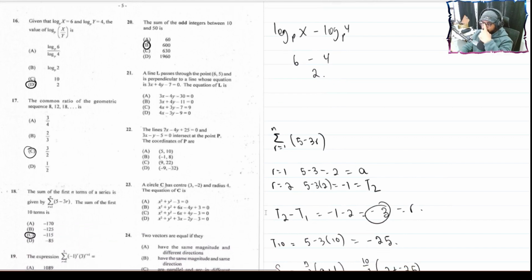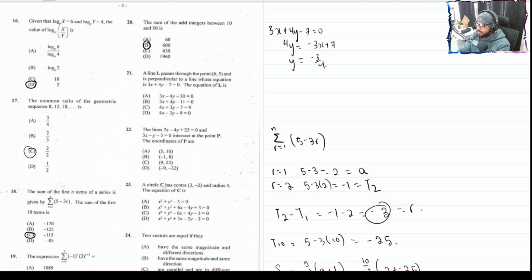Number 21. A line L passes through the point (6, 5) and is perpendicular to a line whose equation is 3x plus 4y take away 7 is equal to 0. The equation of L is, now given that they say that our L is perpendicular, I have to get a perpendicular gradient. So let me get the gradient of the line with the equation they give us. So I'm making some room by rubbing off. So I'm going to get 3x plus 4y minus 7 is 0. 4y is minus 3x plus 7. And y is minus 3/4 x plus 7/4. That's the only thing I'm focusing on.